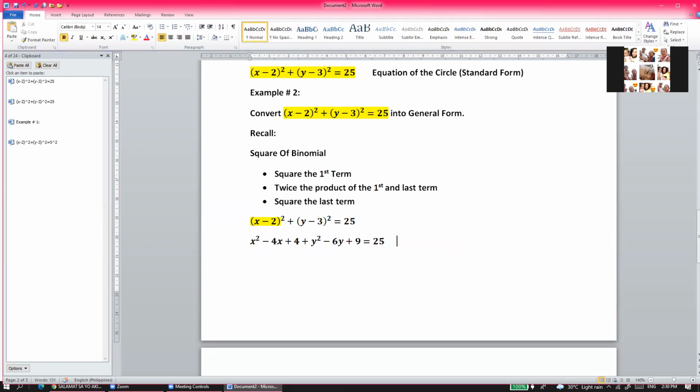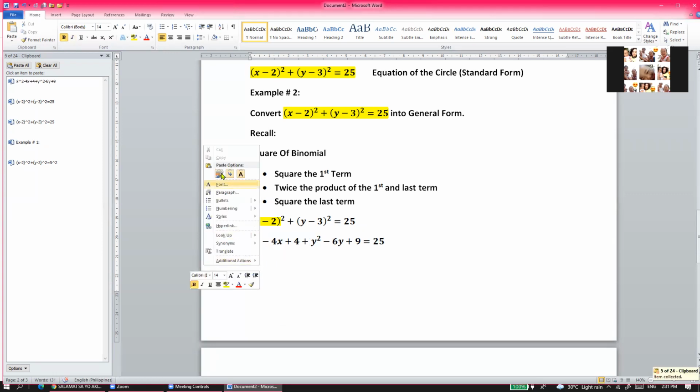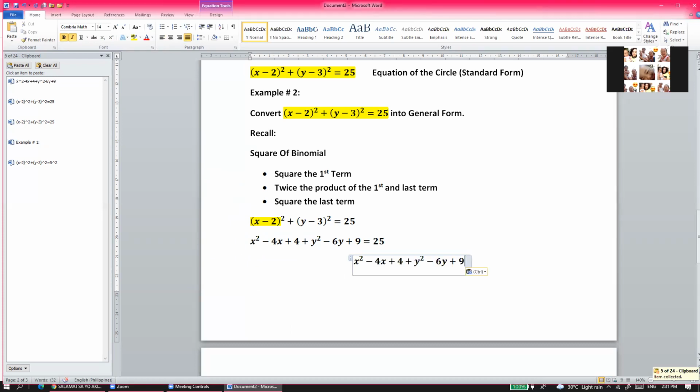Nakuha ba natin? Clear pa ba ang lesson natin? Okay. So, ganito ang susunod nating gagawin. Ano mang number na nasa right side, ililipat ko yan sa left. And when we transpose a term, we always change sign. That is why copy-paste ko lang hanggang dito. Now, if I transpose 25 to the left, it will become minus 25. Then, naka-equate pa rin siya sa 0.